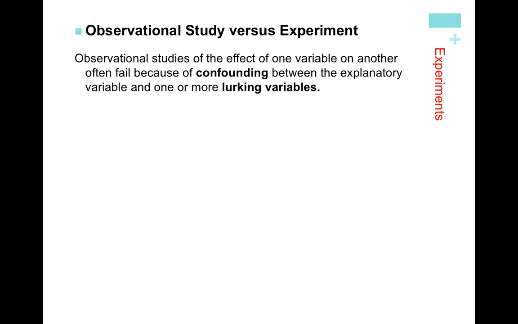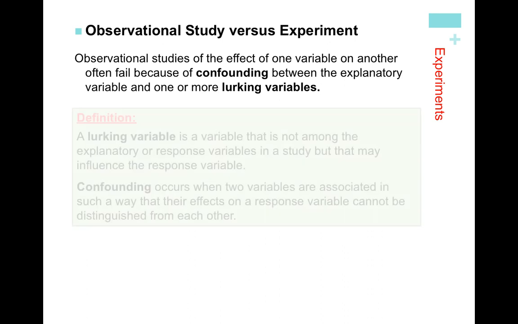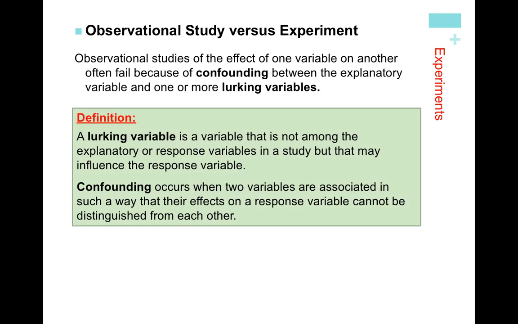So when we talk about observational studies, a lot of times we cannot establish cause and effect because we're not able to distinguish the differences between an actual influence and what we call either confounding or lurking variables. A lurking variable is just a variable that's not in the explanatory or response variables being studied, but it might still influence the response.